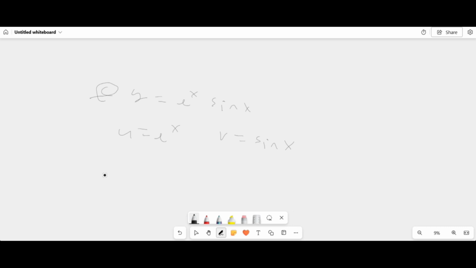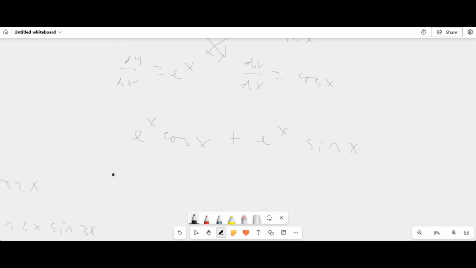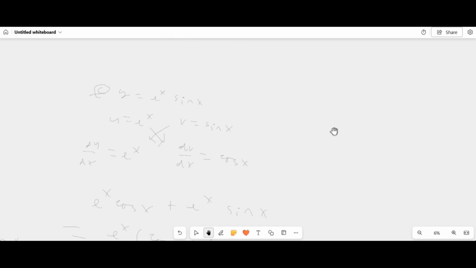Alright, du over dx is equal to e^x, so nothing changes here. And dv over dx is just equal to cos x, since sine differentiates to cos. Now do u times dv and v times du. So u times dv is e^x times cos x, plus e^x times sine x. And you can already see what we need to do to finalize it: take out e^x. So e^x, you get cos x plus sine x, plus sine x plus cos x.